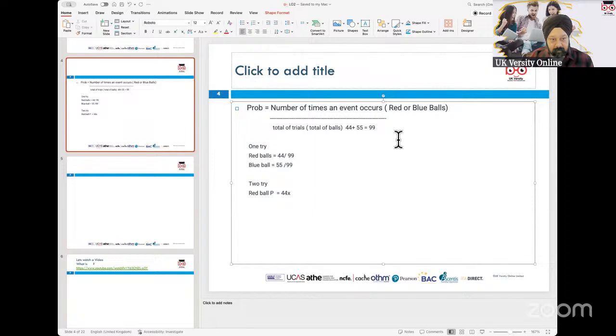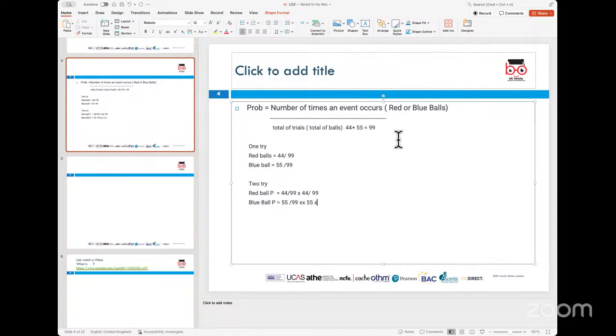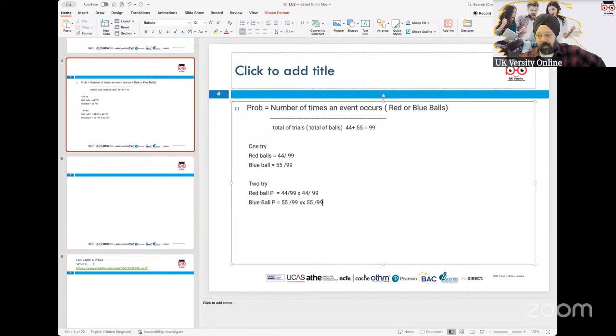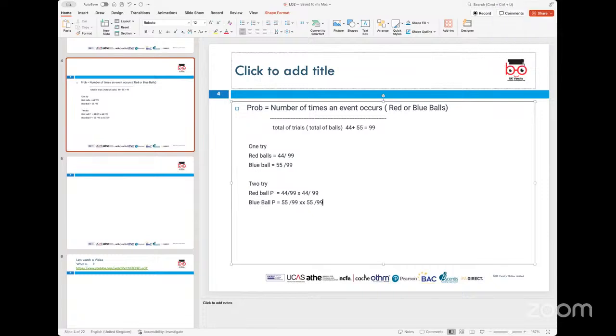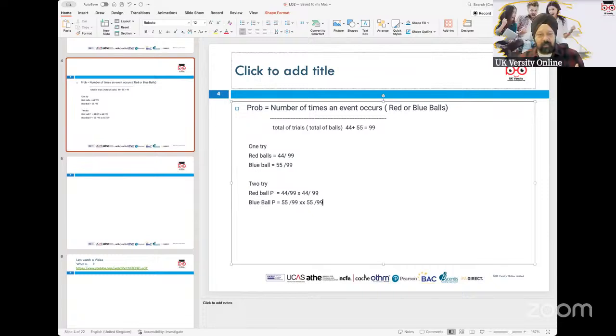44 divided by 99 times 44 divided by 99, because we are getting two tries. And similarly for blue balls, what will be the probability? 55 divided by 99 times 55 divided by 99. Is that okay? So that would help solve the first part of it, because what we need to know is the probability formula. And this is the probability formula.